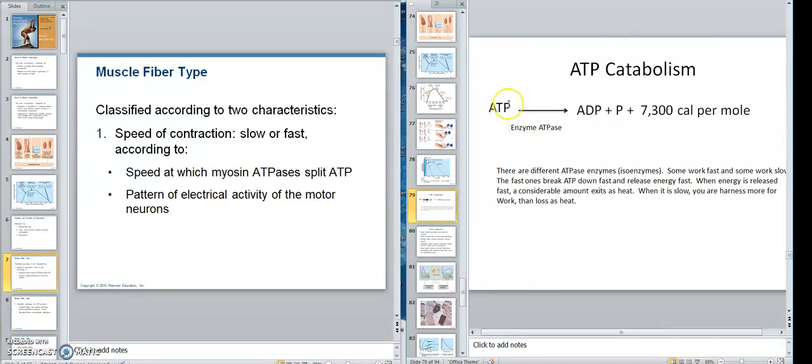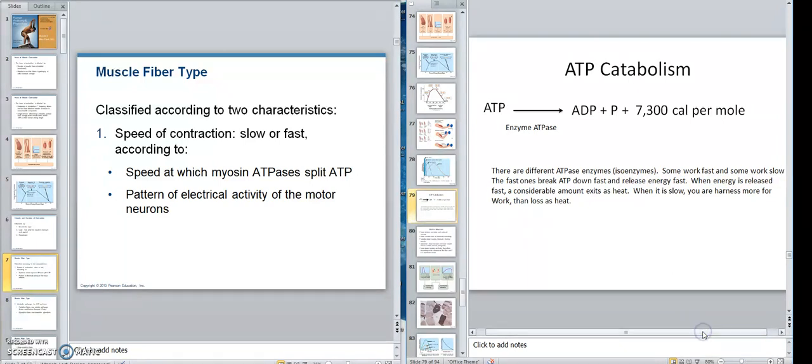Now, it'll break down on its own, but then everything will go away as heat. Remember we talked about efficiency just a moment ago? How much work do you get out of the ATP? All right. Now, there are different ATPase enzymes. We talked about isoenzymes. Same enzyme, but doing it a little differently. Some work fast and some work slow.